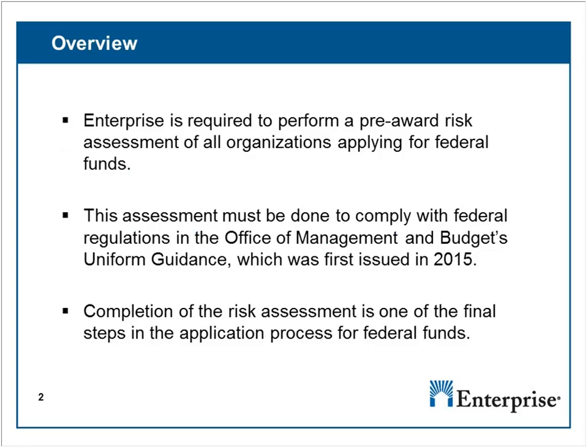Beginning in 2015, the Federal Office of Management and Budget issued new regulations called the Uniform Guidance for Federal Awards. This document required organizations like Enterprise to perform a pre-award risk assessment of each applicant for federal funds to determine if the applicant is capable of properly managing these funds and complying with federal regulations and with their grant agreements. We have to assure that your organization has adequate written policies and procedures and documents that meet federal criteria. Completion of this risk assessment is one of the final steps in the application process for federal funds.